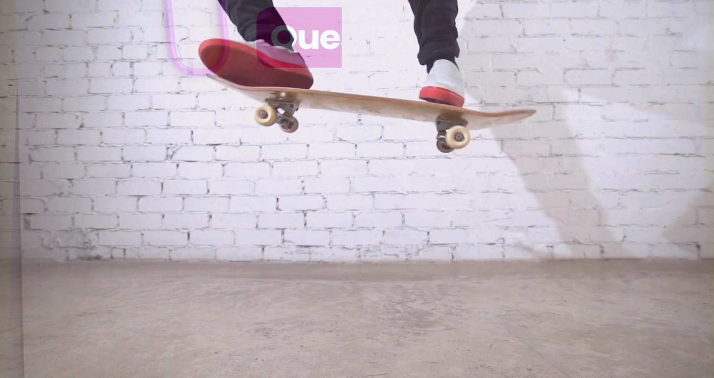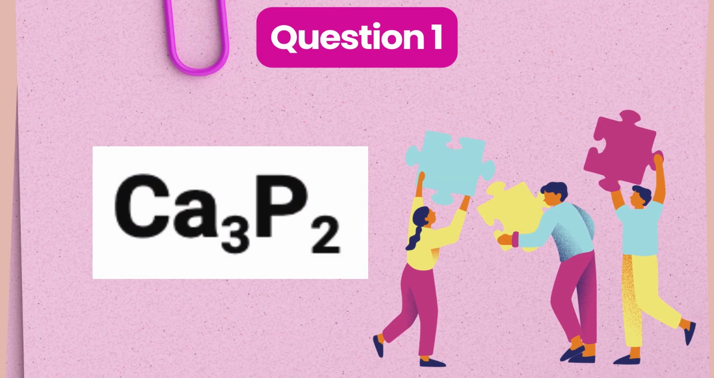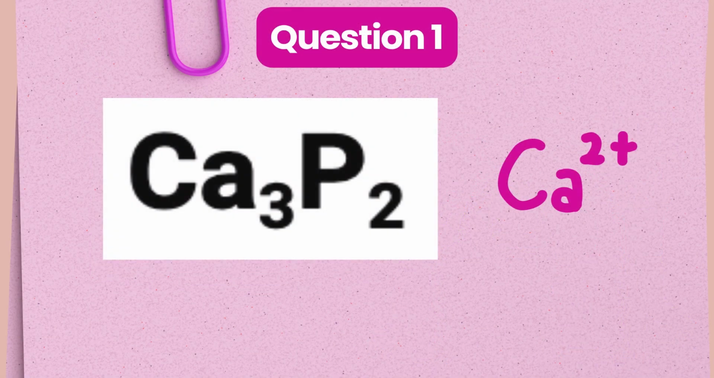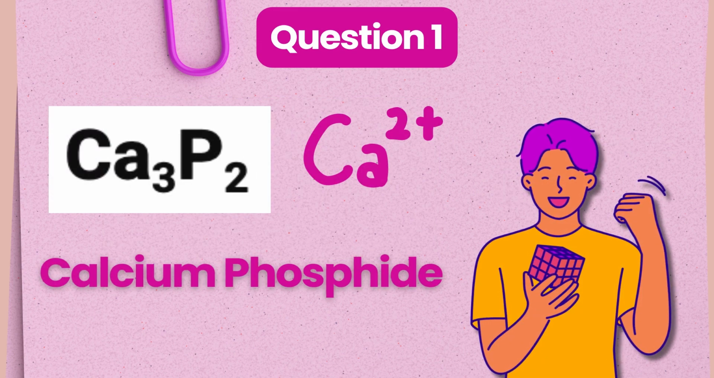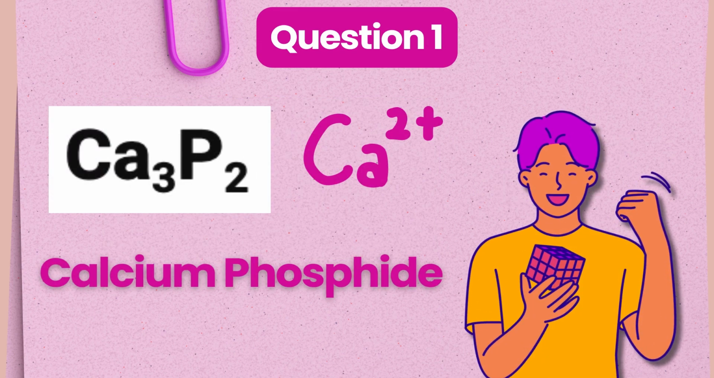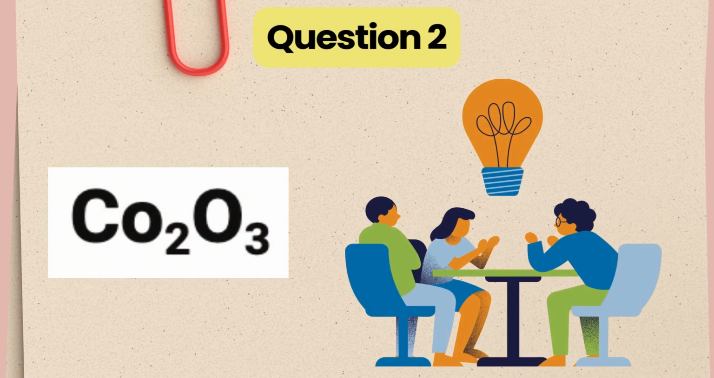Practice questions. Question 1. Ca3P2. Calcium ion has a fixed 2 plus charge. So the name of the compound is calcium phosphide. Question 2.